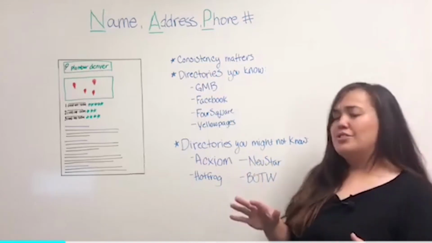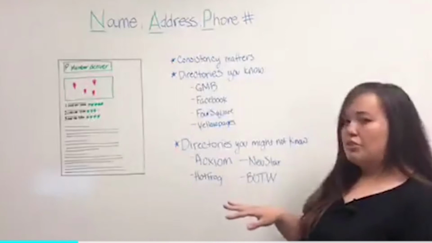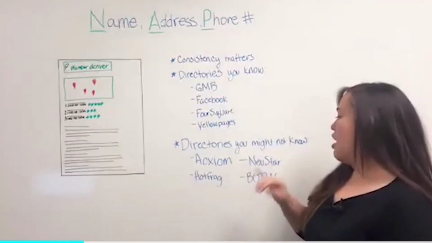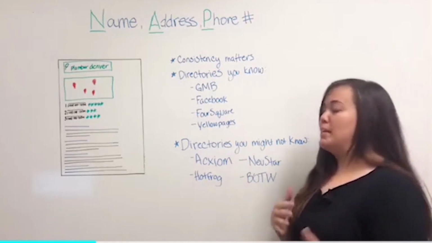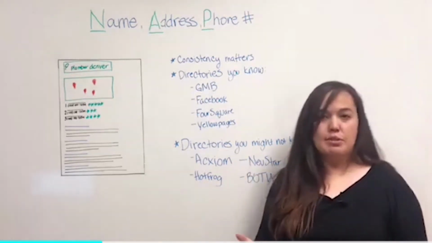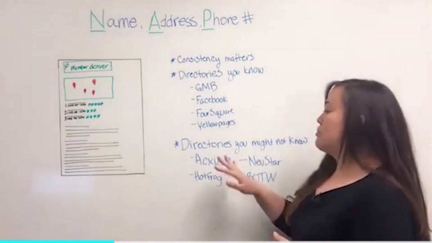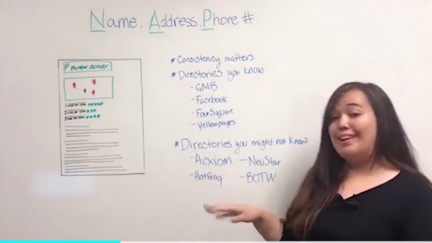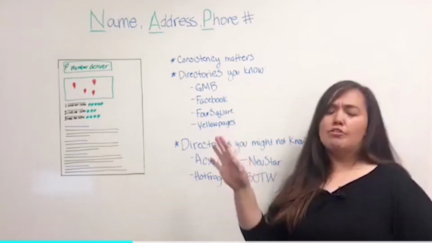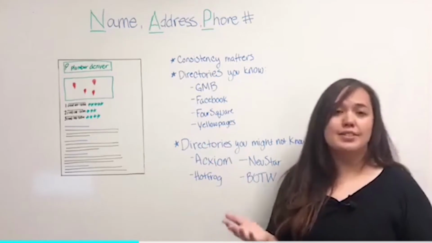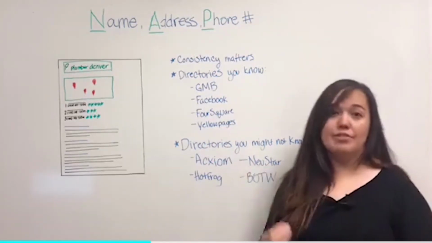There's also a lot of directories online though that you're probably not familiar with. So for example, I've just written down a few here: Axiom, Newstar, HotFrog, and Best of the Web. They're aggregate directories, and what that means is they send your business information to tons of other listings online. So, for example, if you can get your information listed properly in Axiom, then Axiom will populate your business information all over the internet, places where you don't even have accounts, things like that. So it's really important that you get your information correct wherever you can.